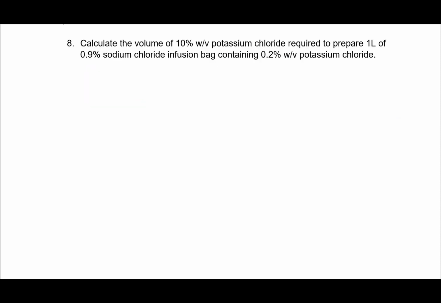Here we have to calculate the volume of 10% weight by volume sodium chloride solution required to prepare 1 liter of a solution containing 0.2% weight by volume of potassium chloride. If you pay attention to this question, we are required to prepare 1 liter of the solution, which should contain 0.2% potassium chloride, and the starting solution is 10% weight by volume of potassium chloride.